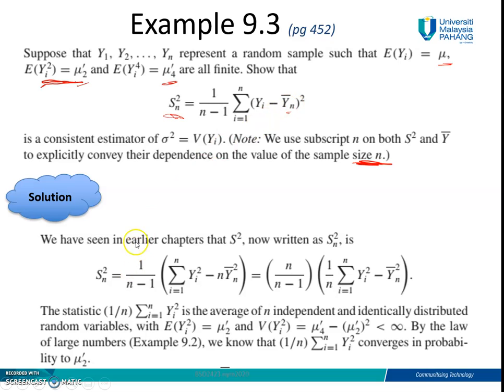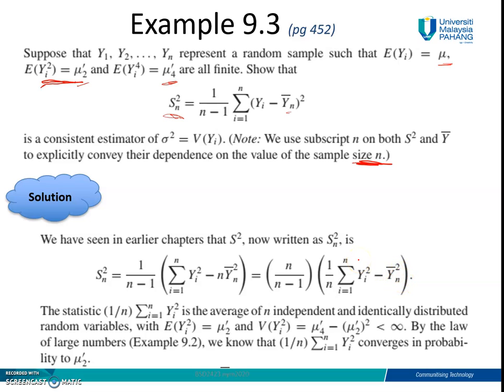So how do we solve this one? This is the solution. Basically from earlier chapters, in the earlier video, we have seen that S squared, now written as S squared n here, is equal to this one. Then we can simplify and rewrite it like this, which is n over n minus 1 times 1 over n summation of Yi squared minus Y bar squared n.